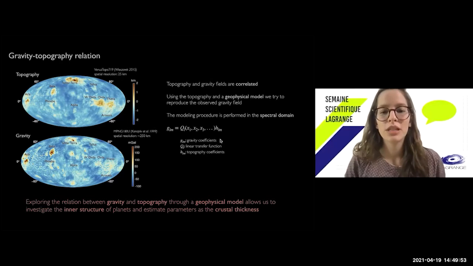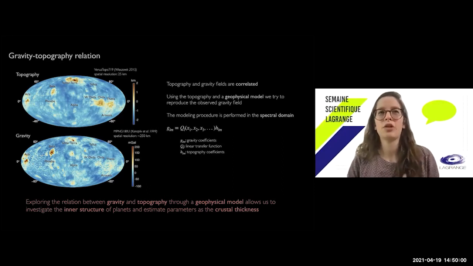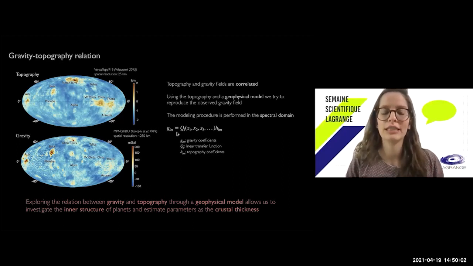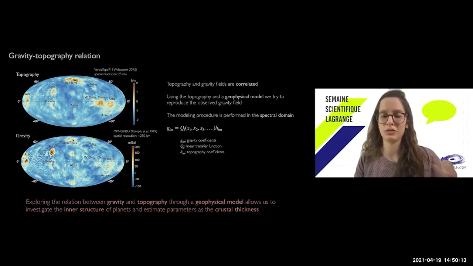So we do this modeling procedure actually in the spectral domain. And since we are working on a sphere, we are talking about spherical harmonics, but that's not important. It's like a Fourier transform. Here we have the gravity coefficients and the topography coefficients that are related through this linear transfer function that is based on some geophysical assumptions that I'll talk more about later.